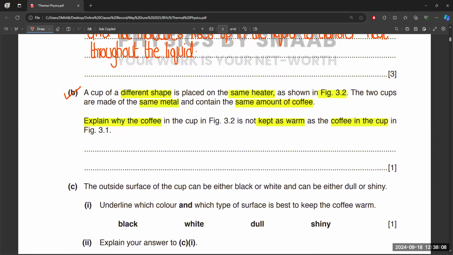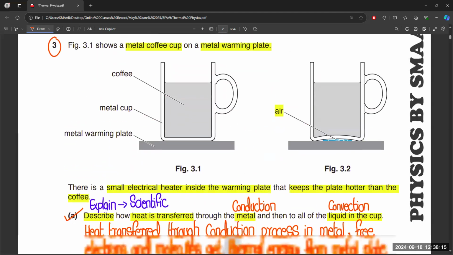Sir, what does convection mean? I wasn't present in the first classes. Convection?